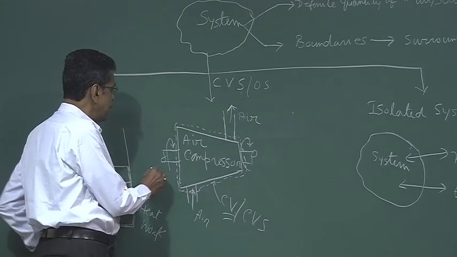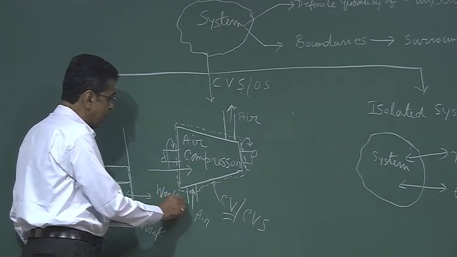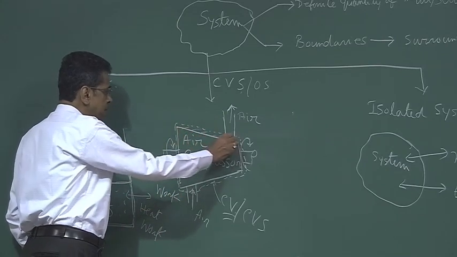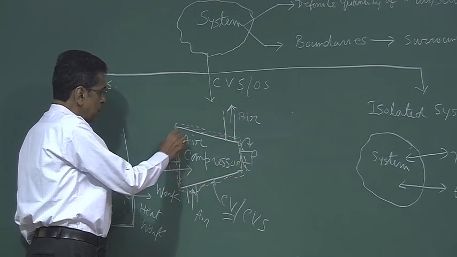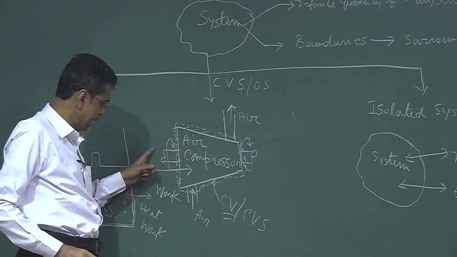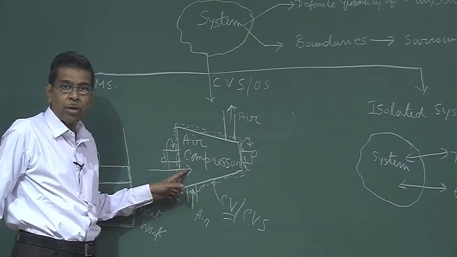And at the same time, in this example of the air compressor, the work comes in. And if the air compressor is insulated, which is usually done, there is no heat transfer between the system and the surroundings. So therefore, only work input is there to the compressor.